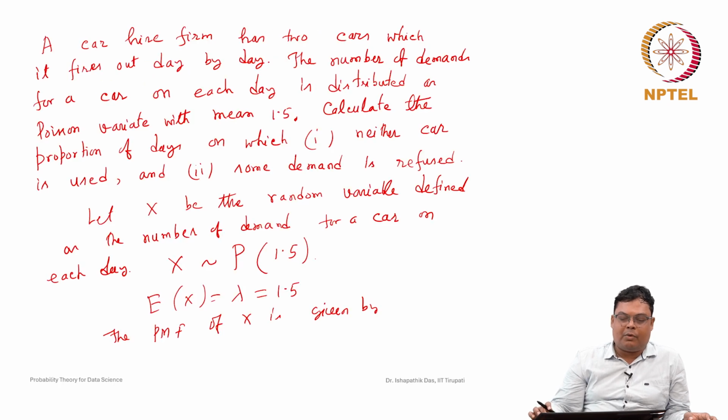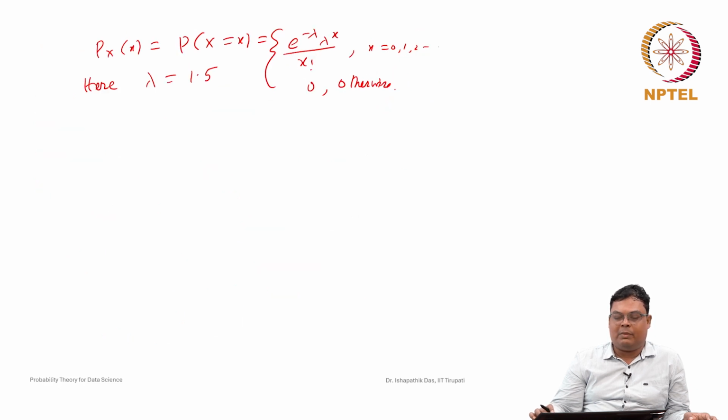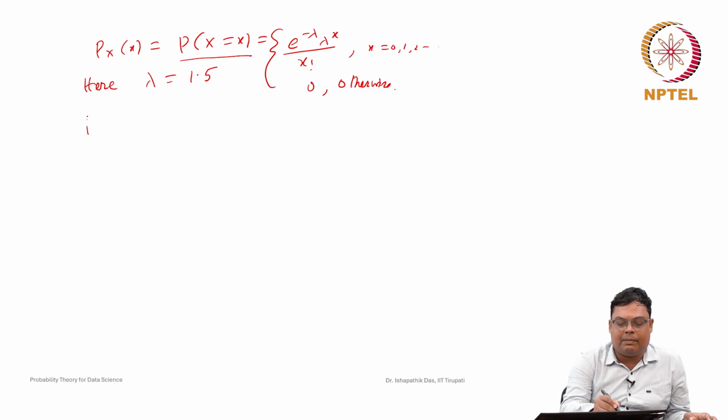Now, calculate the proportion of days on which neither car is used. That means we have to find the probability that there is no demand, that is, the probability that X will be 0. So the first probability we have to compute is the probability that X is equal to 0. With lambda equal to 1.5, we use e to the power of minus lambda, lambda to the power x, with x equal to 0. So that is e to the power of minus 1.5.